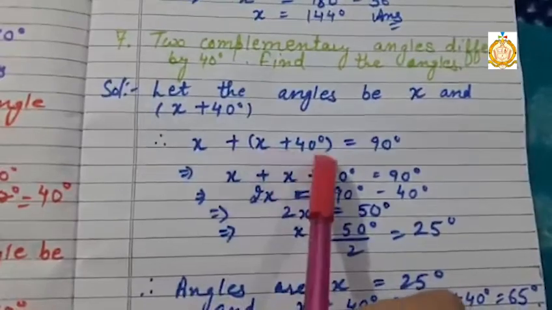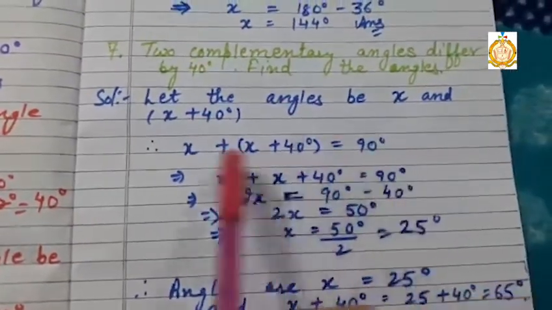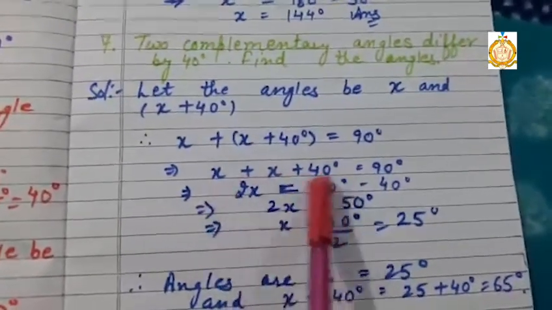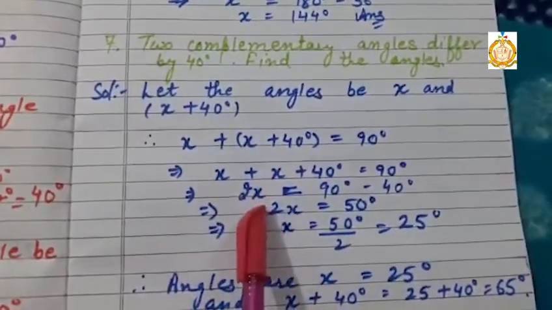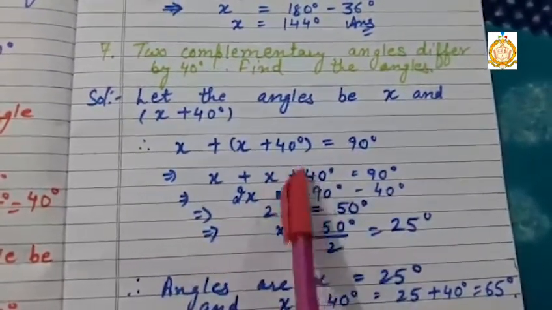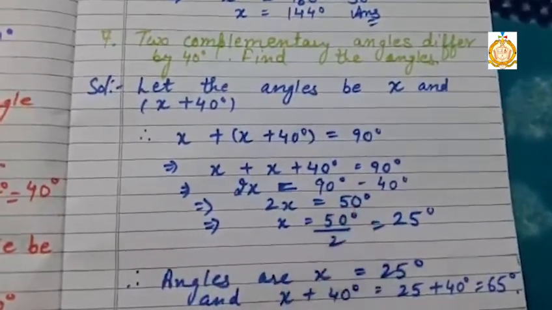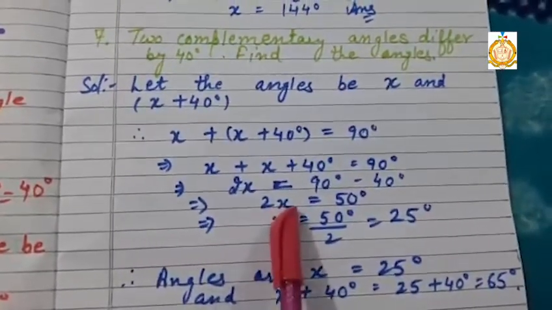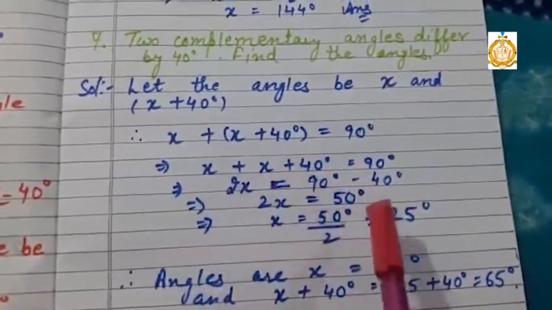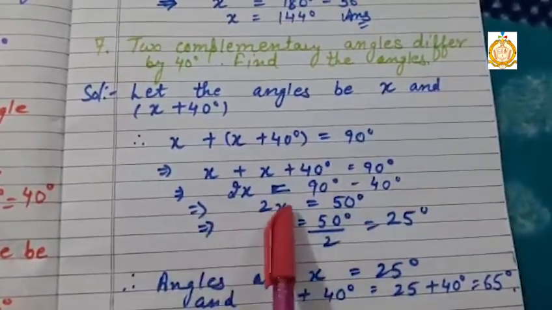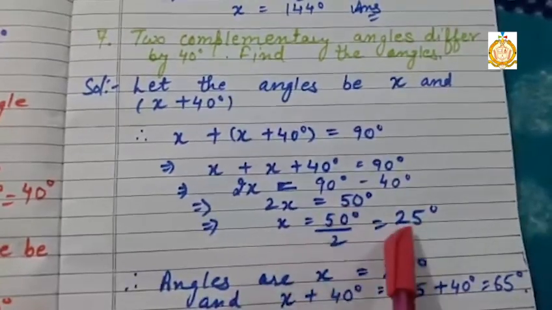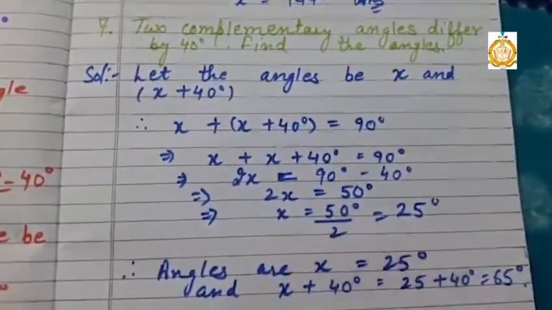x plus x plus 40 degree would sum up to give 90 degree, because both of these are complementary to each other. Now solving it, x plus x would give 2x. Now 40 would come to the right hand side of the equation and would become negative. So solving it you would get 50. Again 2 is multiplying here, so after changing its position from the equal to sign, because it is multiplying here, it would divide there. So after solving you will get 25 degree.